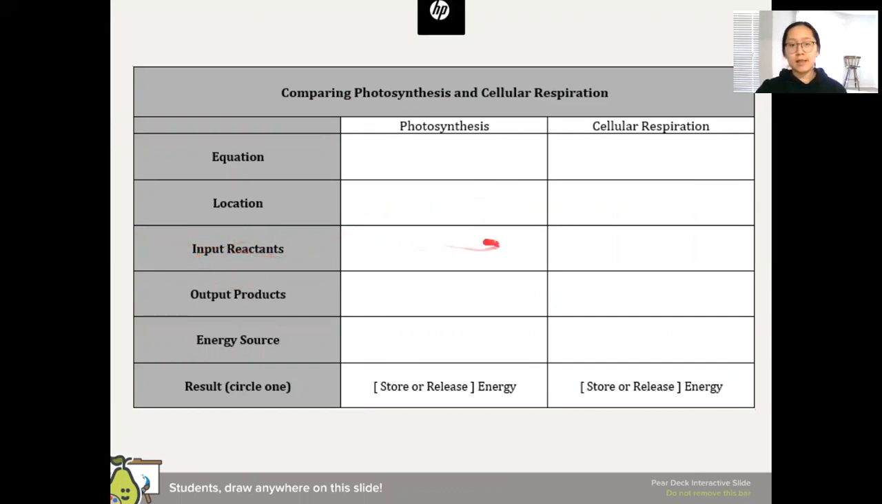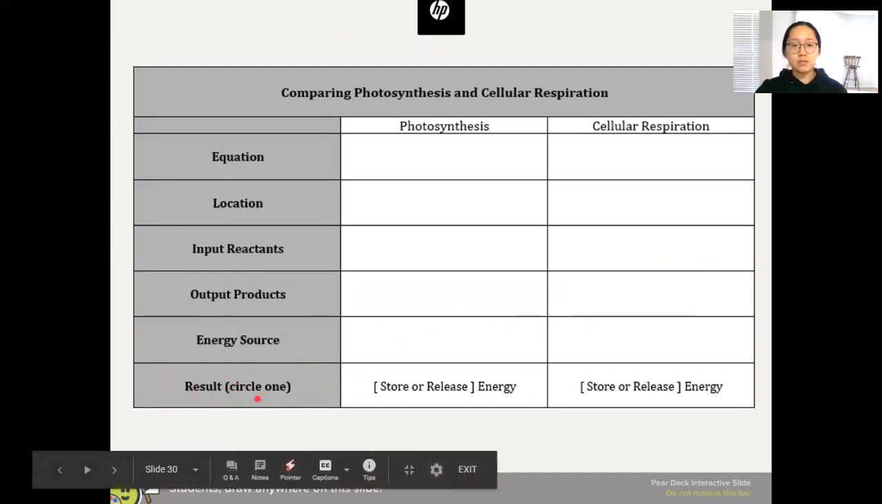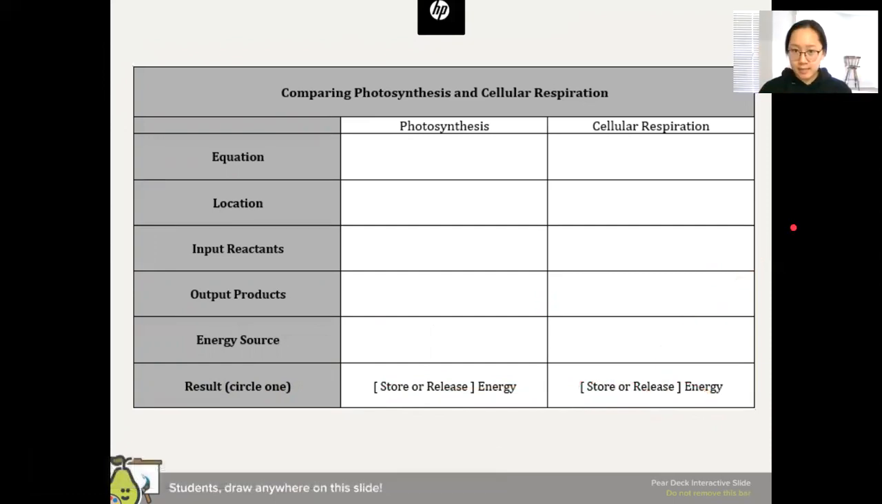Inputs, reactants, what's on the left side of that equation? Output products, what's on that right side of that equation? What is the energy source? Where is it coming from? Is it coming from the sun, or is it coming from glucose? Which one is which? And then the result, is it the purpose of this process to store or release energy? Just circle 1 using the drawing tool. So go ahead and pause and fill this out.